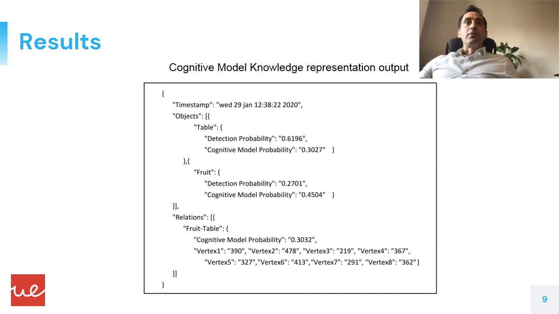So this is the result of our cognitive model. Basically, our cognitive model represents objects and relations, as you can see. In the object table, for instance, we have a detection probability, which is given by the visual detection algorithm. And then we have the cognitive model probability, which is the probability after it has passed through our system. So this is what the cognitive AI has in its mind as a belief. The same for the fruit, and also the relations fruit table. We also store the location of the objects.